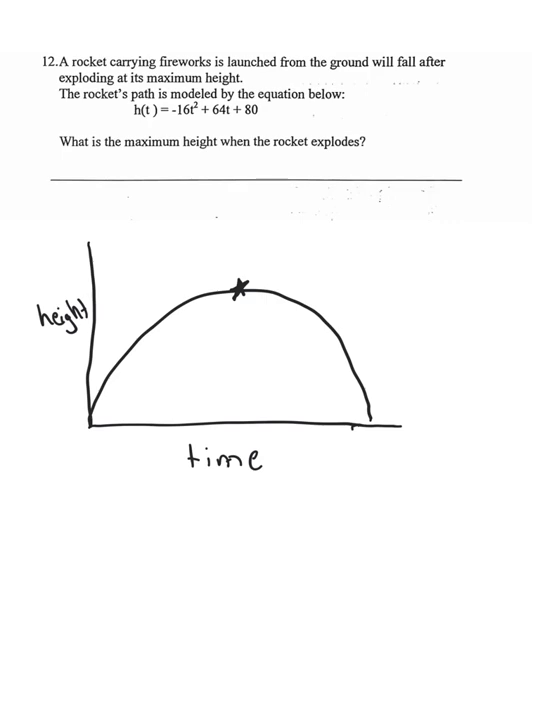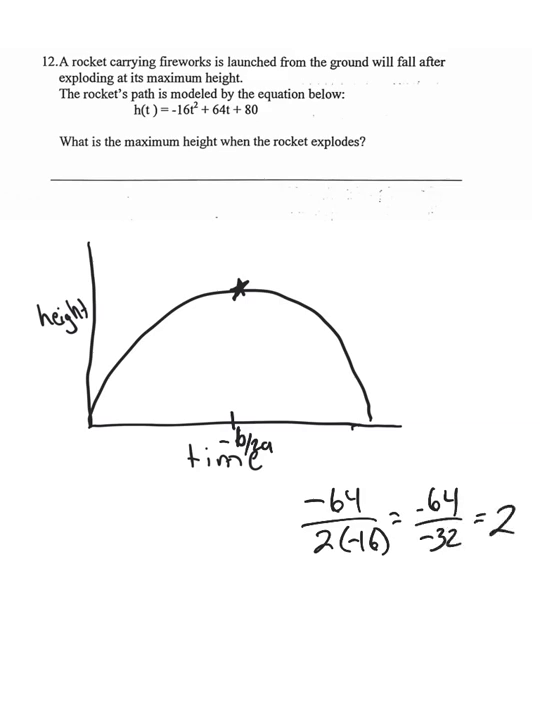Okay, for this problem, I went ahead and drew a graph to kind of model what's happening with the rocket. The vertex is going to be the high point where it explodes, and I can find that time value as negative b divided by 2a. It always gives me the x term in my vertex. So negative b over 2a is going to be negative 64 over 2 times negative 16, which comes out to negative 64 over negative 32, and that's going to reduce to 2. So 2 is what I'm looking for, my x value of my vertex.